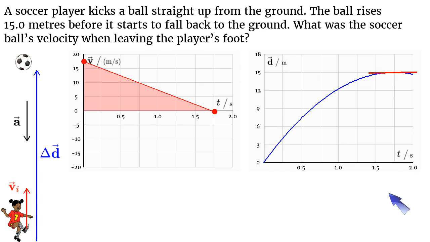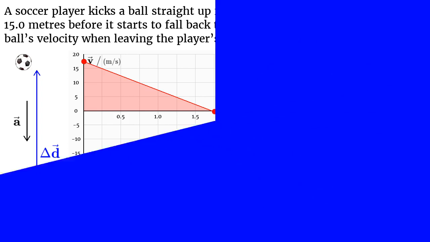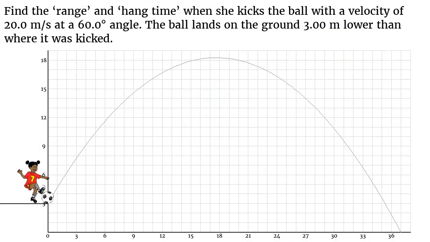Now that we've reminded ourselves how to solve uniformly accelerated motion problems in one dimension, let's now look at a two-dimensional situation. Suppose we're given a question where we're asked to find the range and the hang time when the player kicks the ball with a velocity of 20.0 meters per second at a 60.0 degree angle. The ball lands on the ground 3.00 meters lower than where it was kicked.